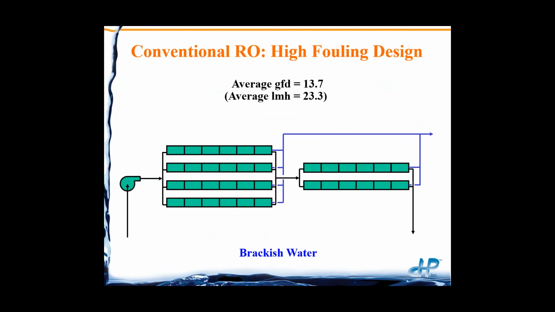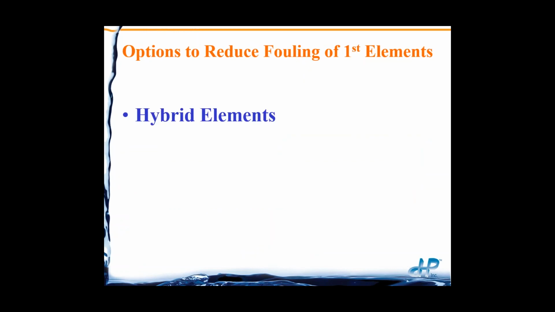So if we look at a conventional RO unit, we may see that the average water flux, here's gallons per square foot of membrane per day, here's liter per square meter of membrane per hour, that the average may be in a reasonable range, but then when we look at the first membrane element, the water flux rate is extremely high, and the last membrane element is relatively doing very little. So this is something that we find all the time in some of today's RO units.